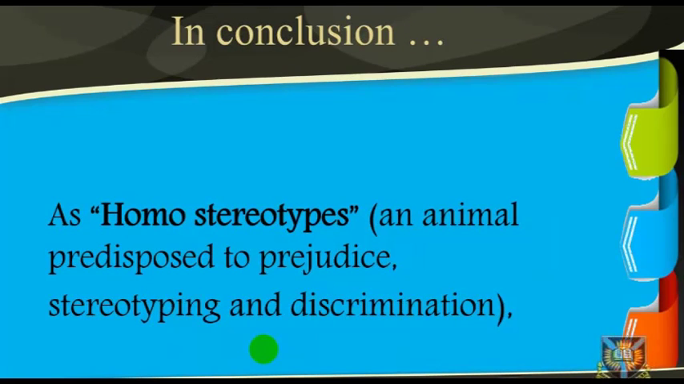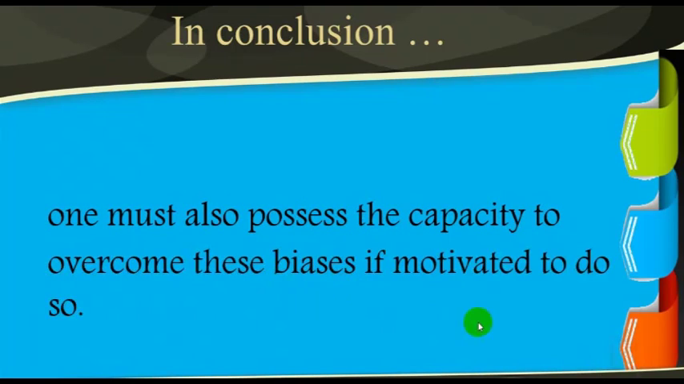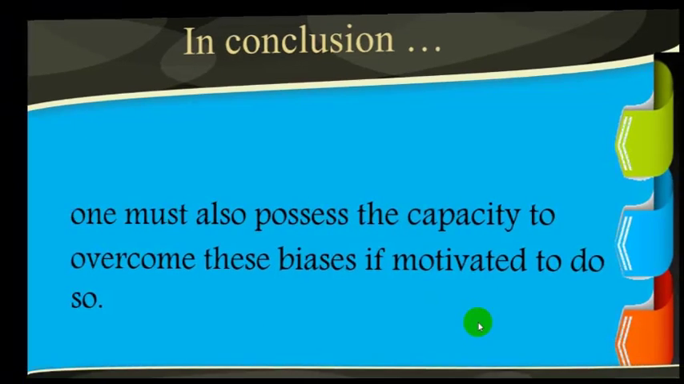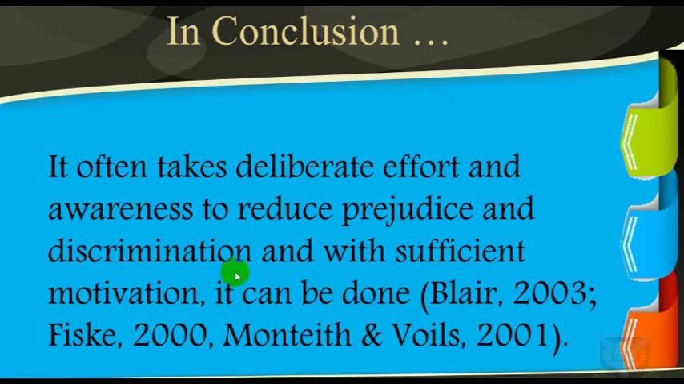In conclusion, it is noteworthy that as Homo sapiens, an animal predisposed to prejudice, stereotyping, and discrimination, one must also possess the capacity to overcome these biases if motivated to do so. It often takes deliberate effort and awareness to reduce prejudice and discrimination, and with sufficient motivation, it can be done. Blair, 2003, Fiske, 2000, Monteith and Voils, 2001.